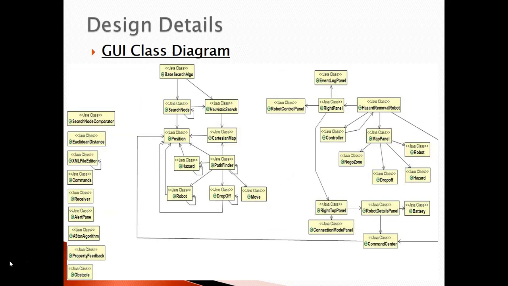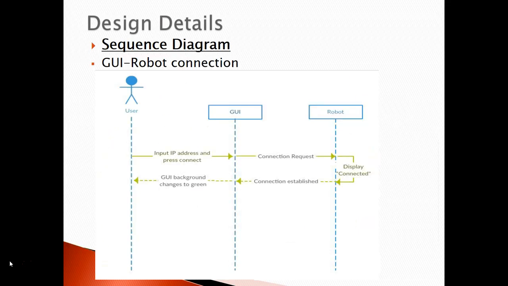This is a similar class diagram for the GMCS. Next is a sequence diagram. A sequence diagram is an interaction diagram that shows how objects operate with one another and in what order.